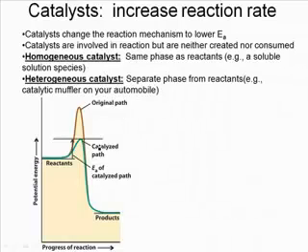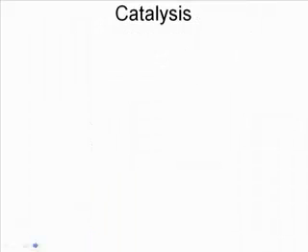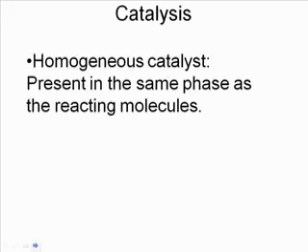The heterogeneous ones are probably the ones you are most familiar with in your everyday life. I say that because you have a catalytic converter on your car. A catalytic converter is a heterogeneous catalyst. It's got a solid plate in there, and for the total reaction it's catalyzing, the reactants and products are gases. So, heterogeneous.